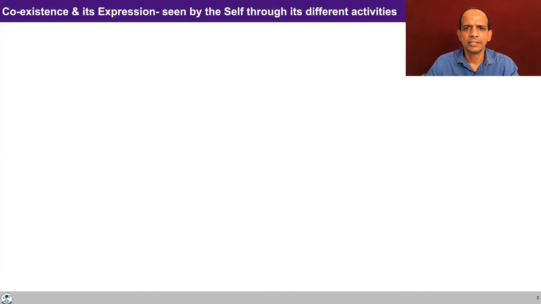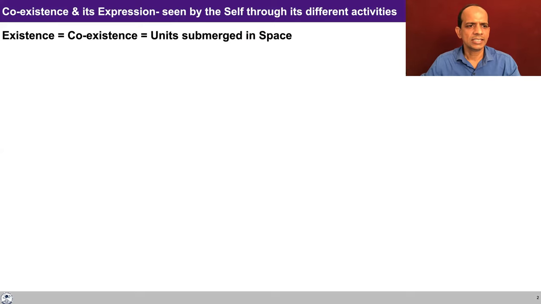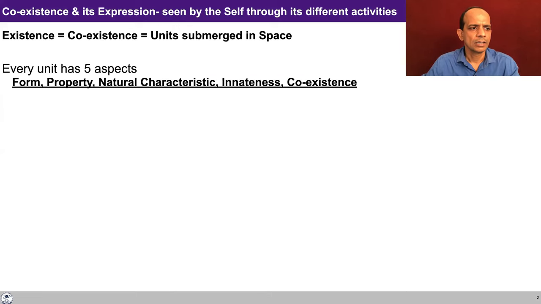And as we have discussed, there are five activities in block B1, that is the dimension of knowing, and there are five activities in block B2, the dimension of thought or imagination. So existence is there as coexistence, and the units are submerged in space. And every unit has five aspects. This is something that we had discussed earlier: the form, property, natural characteristic, innateness, and coexistence. So we already have discussed these five aspects, and now we'll see how the self observes these five aspects.